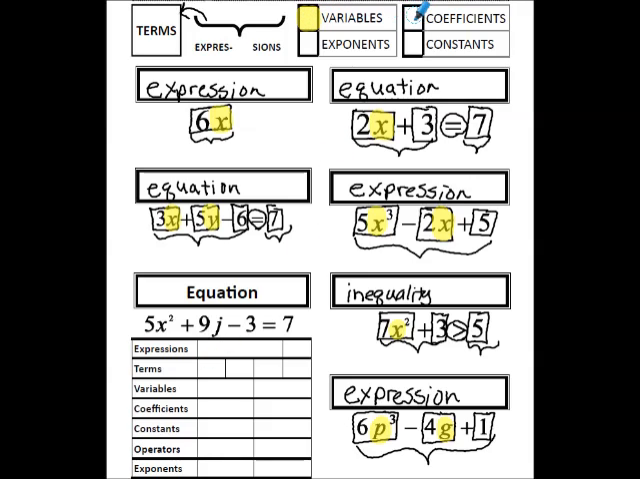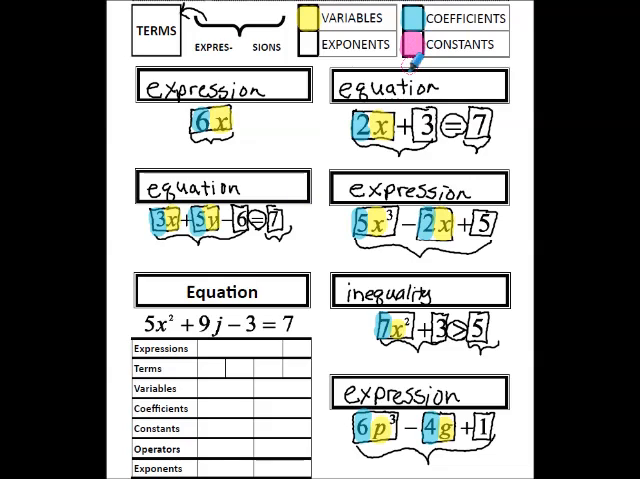Now, in the terms that have variables, the numbers that are multiplying by the variable is the coefficient. So in this term of 6x, the 6 is the coefficient. 2x, the 2 is the coefficient. 3x, the 3 is. The 5 is with the y, the 5 is with the x cubed, the 2 is with the x, the 7 is with the x squared, the 6 is with the p cubed, and the 4 is with the g. So inside of those boxes of terms, all of those numbers that are multiplying themselves by the variable are called our coefficients.